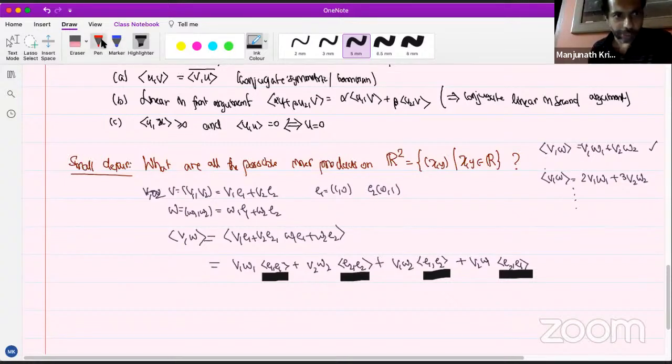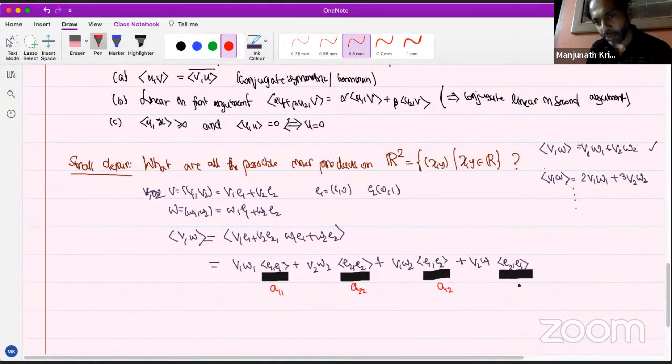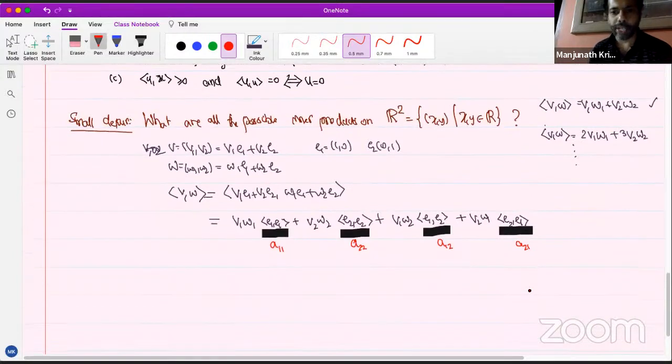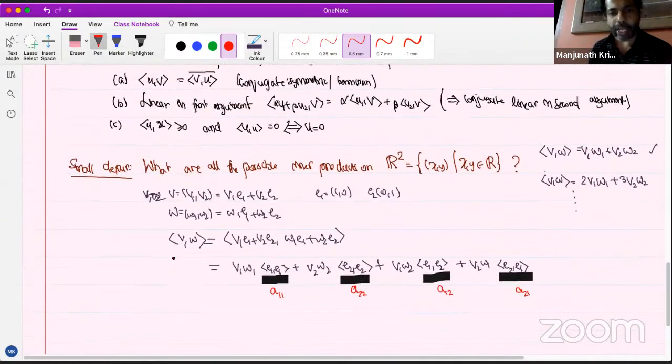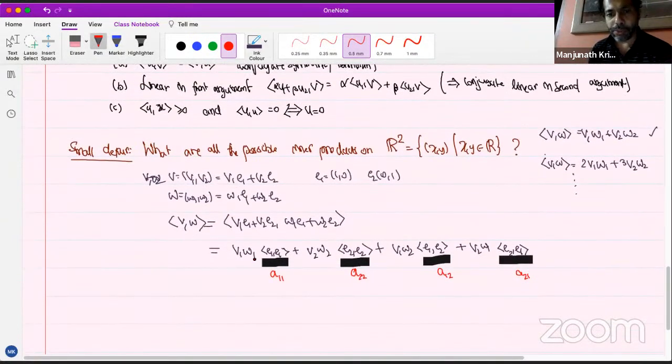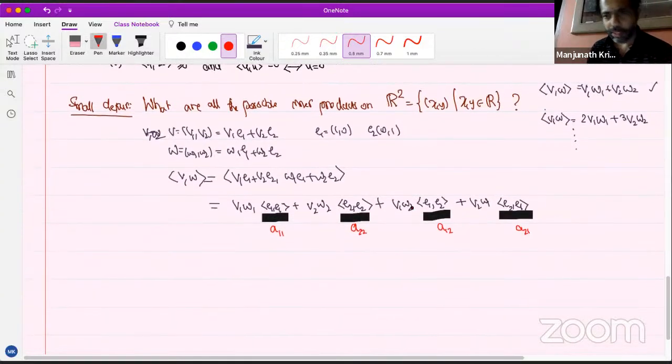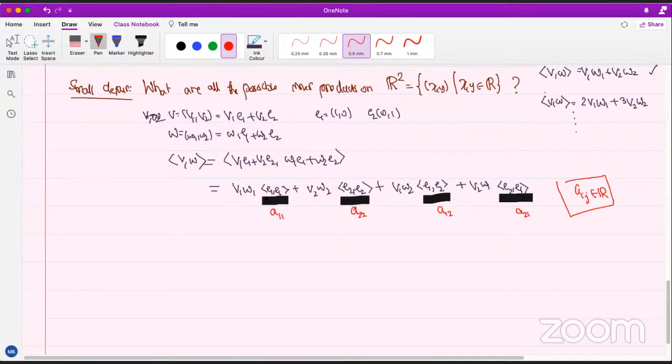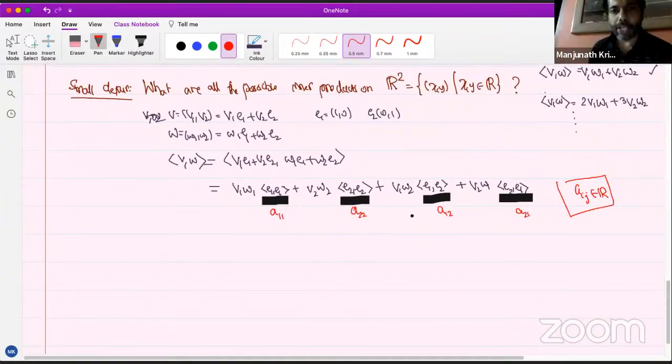So let's give them some names. Let's call them A11, A22, A12, A21. They are just real numbers, okay? But is that enough? Can I take any A11, A22, A12, A21? Aij are real numbers. You should take A11, A22 to be positive. A11, A22 should be positive.